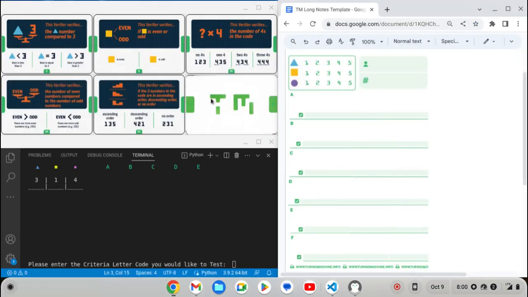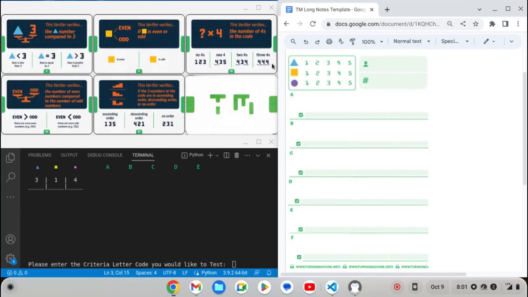So on the grid above, we've got our 5 criteria cards. On the top row, we've got criteria card A, criteria card B, and criteria card C. On the bottom row, we've got criteria card D and criteria card E. So criteria card A looks at our first digit, the triangle digit, and compares it to the number 3. So should the value of triangle be less than 3? Should it be equal to 3? Or should triangle be greater than 3?